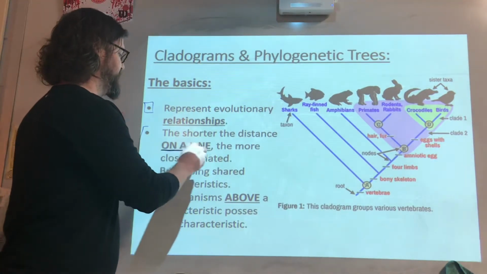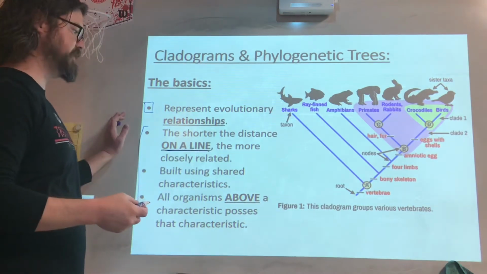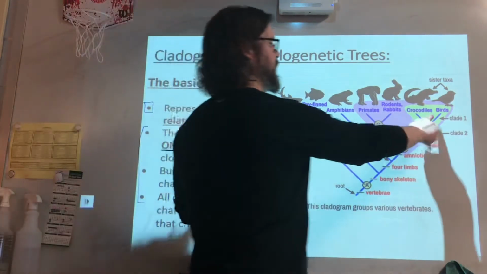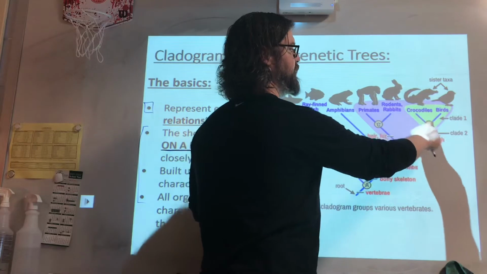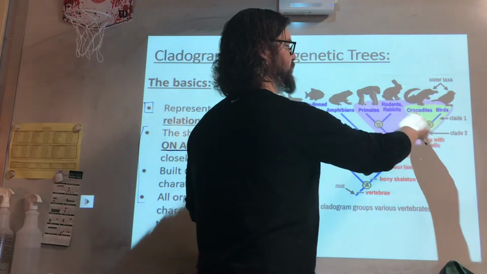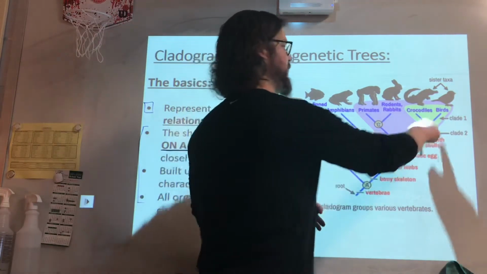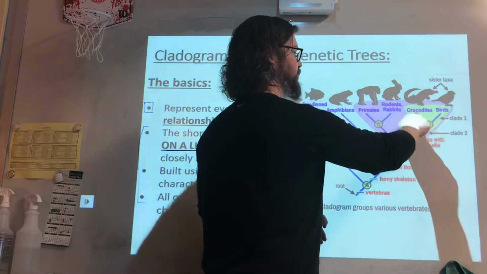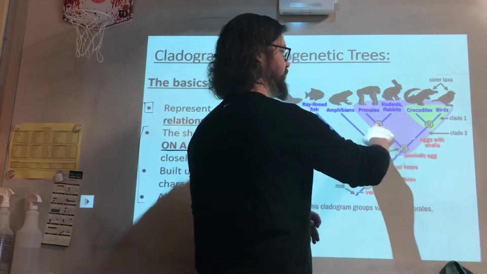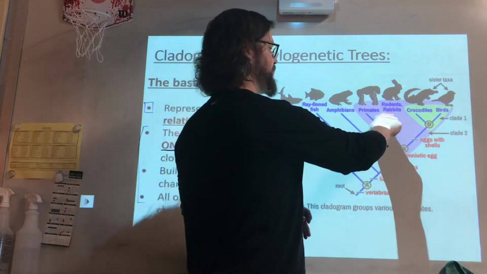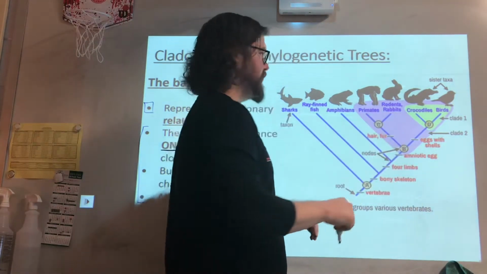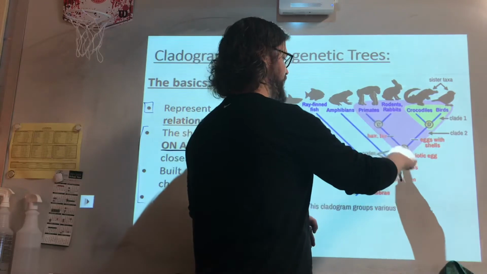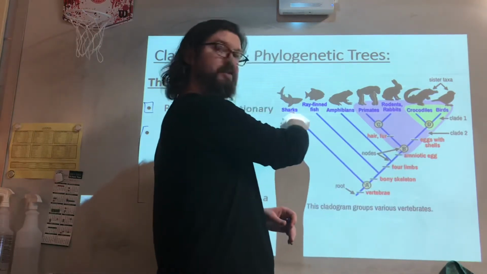The shorter the distance on a line, the more closely related an organism is. So if the distance on a line between birds and crocodiles is close, that means they're more closely related than birds and rodents or rabbits. So birds are more closely related to crocodiles than they are to rodents and rabbits. Rodents and rabbits are closely related to primates. Primates are not very related to sharks.